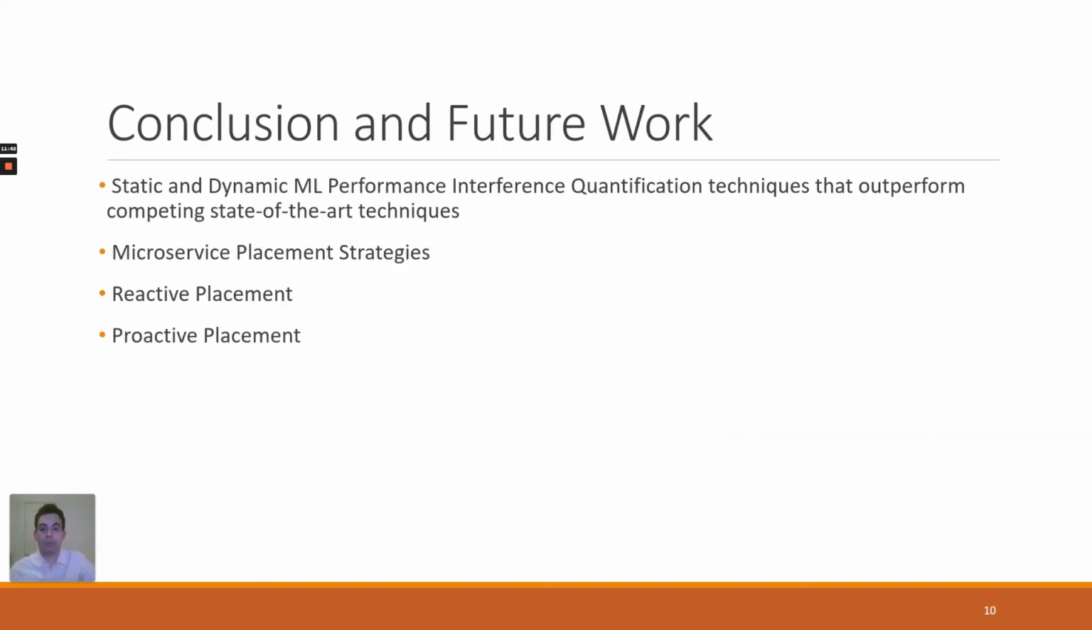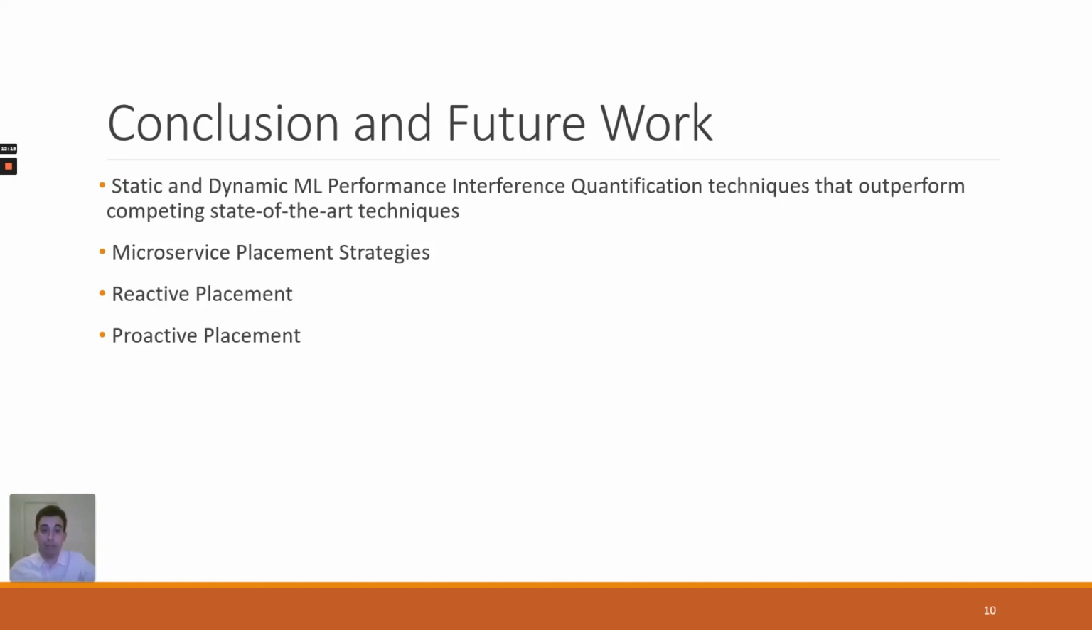In conclusion, we proposed an ML technique that can be used in both static and dynamic modeling for performance interference quantification in cloud-native applications. Notably, the dynamic ML technique is effective in modeling performance interference and outperforms competing state-of-the-art techniques by 1.45% to 92.04%. For future work, we intend to integrate our performance interference quantification techniques with microservice placement strategies.